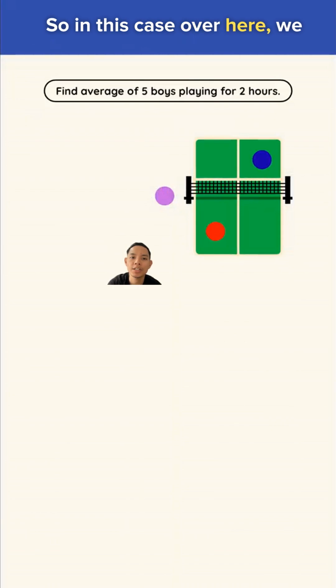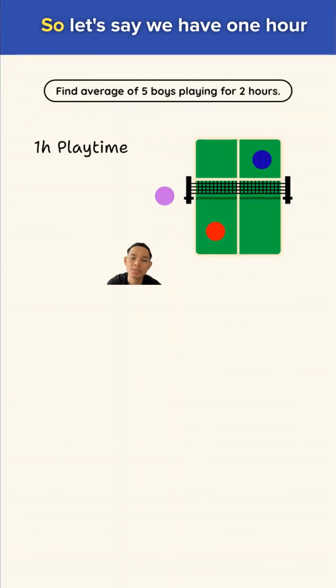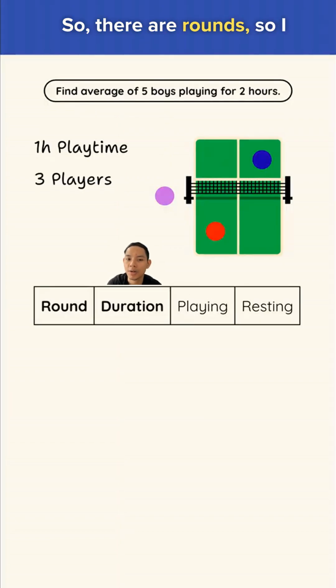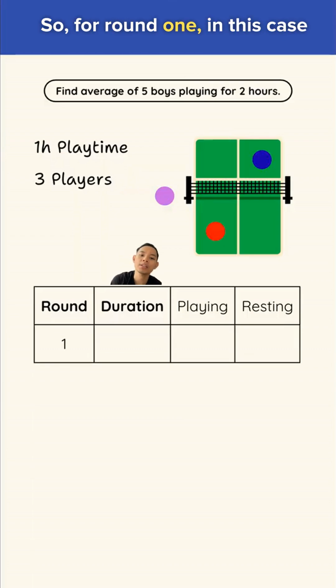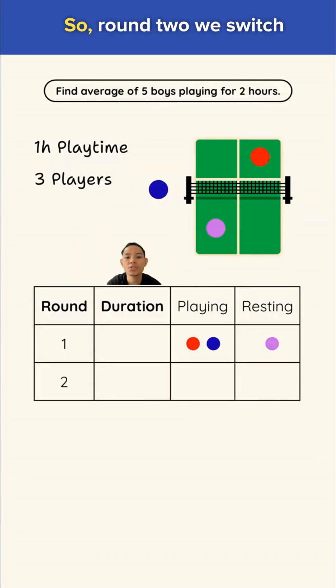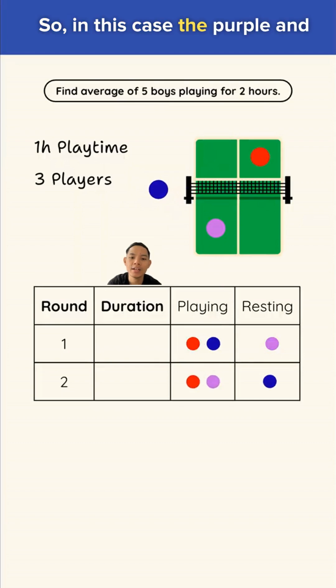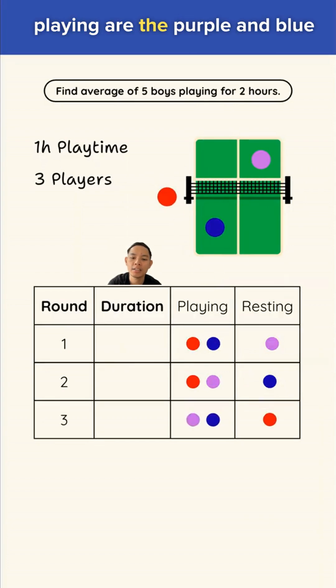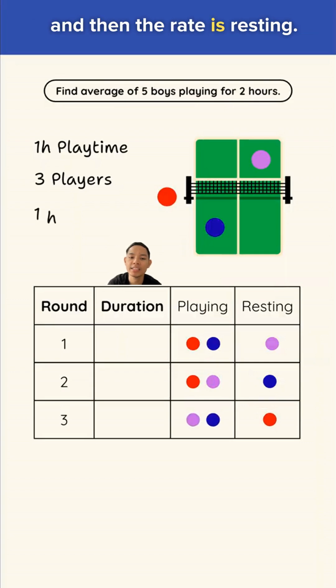In this case, we will start with a simple example. Let's say we have 1 hour of play time and there are 3 players. So there are rounds. I created a table: rounds, duration, who is playing and who is resting. For round one, the blue and red players are playing and the purple player is resting. Round two, we switch places. The purple and red are playing and the blue is resting. And lastly, the purple and blue are playing, and the red is resting.